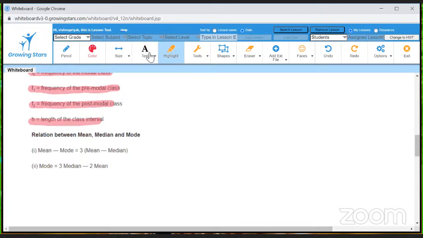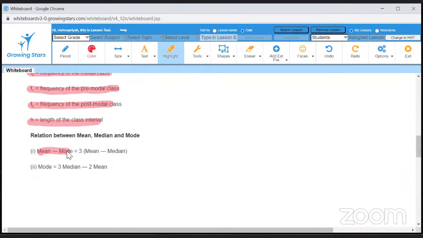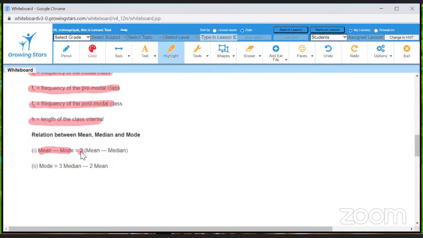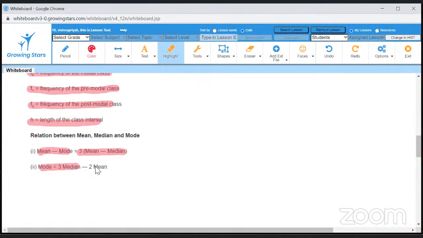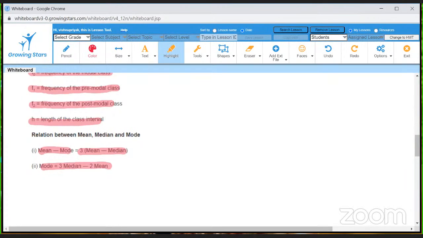Now, once you know about mean, median, mode, there is a relation between mean, median, mode. You can write mean minus mode equal to 3 into (mean minus median). Or you can also write mode equal to 3 median minus 2 mean. Both are one and the same.